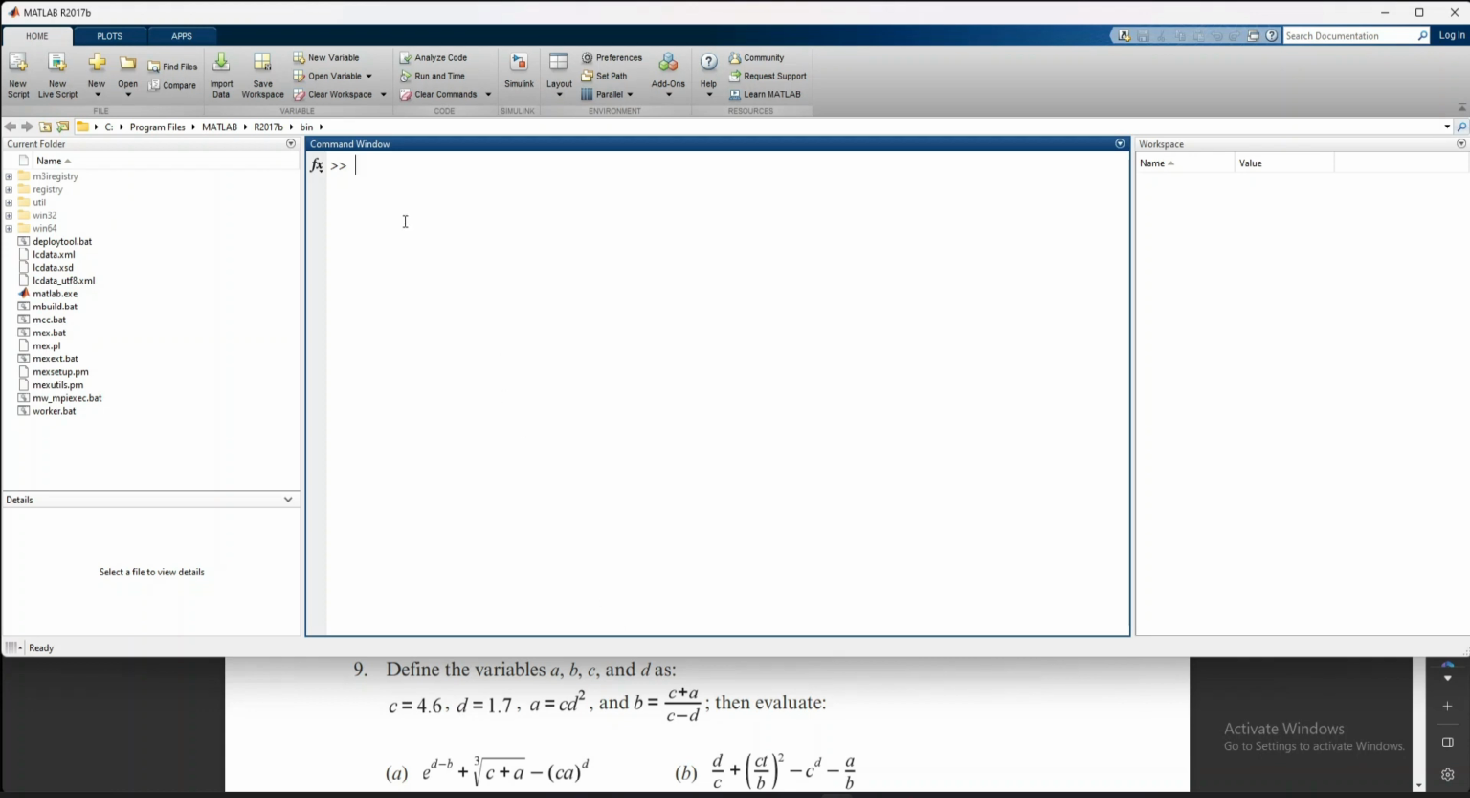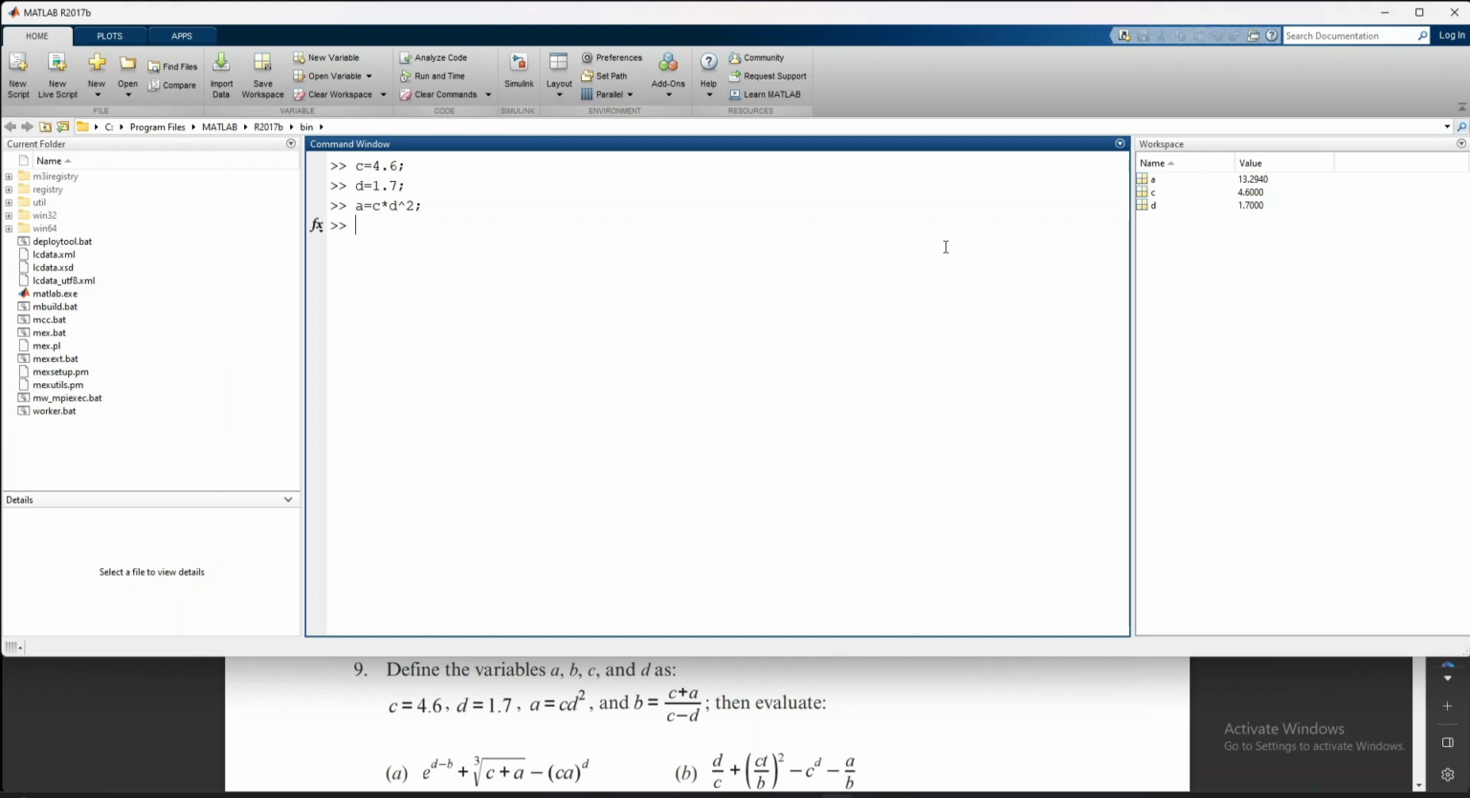So first of all we are going to give c equals 4.6 and the semicolon, enter, and here is your answer, c equals 4.6. Next is d equals 1.7 and the semicolon, and enter. Now next is a equals c into d square. For this, c into d square and the semicolon, and it shows the answer.